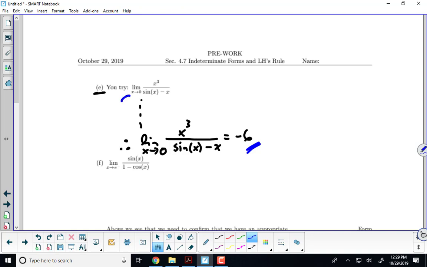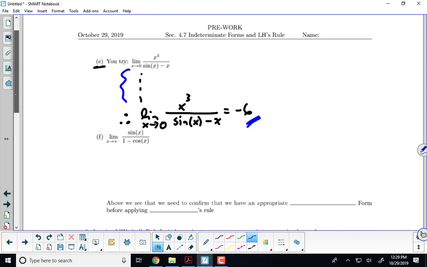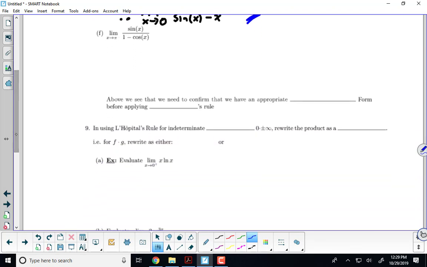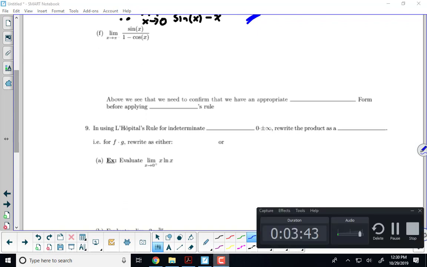Now notice I haven't shown you the intermediate steps here. So you do need to fill those in to get full credit for your pre-work. So the answer comes out to be -6, but you need to be able to get there using the appropriate limit tools. Okay, let's look at letter F here. I'd like you to pause the video and try letter F and see what you get. So go ahead and pause the video and work through it and figure out what you get.